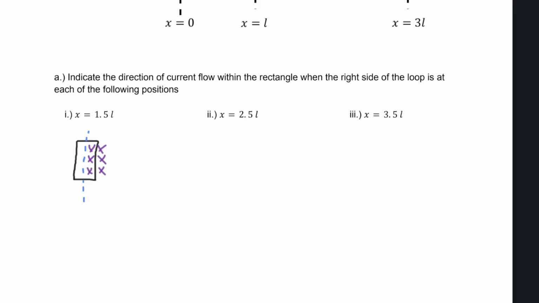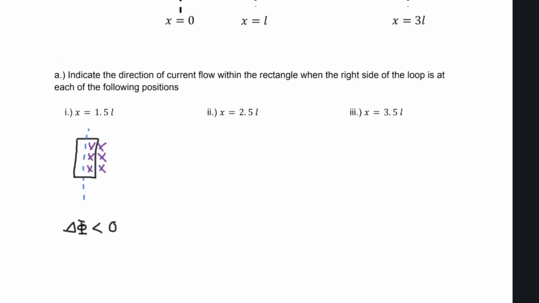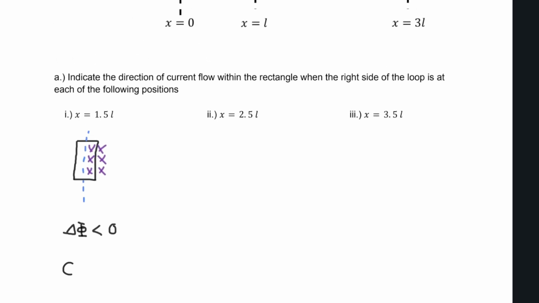As such, there's currently an increase in negative flux in the loop. So we have a negative flux change. And as a result, we need a counterclockwise current in order to generate a positive magnetic flux to oppose that. Because again, the loop does not want all this negative flux increasing through the loop, so it generates a positive flux. So this is counterclockwise, and I just abbreviated it.